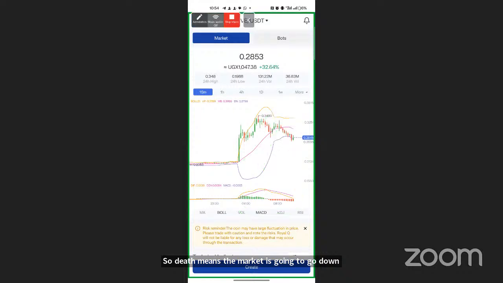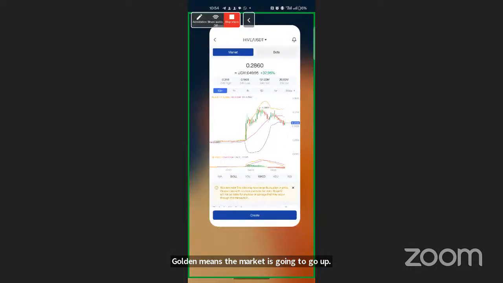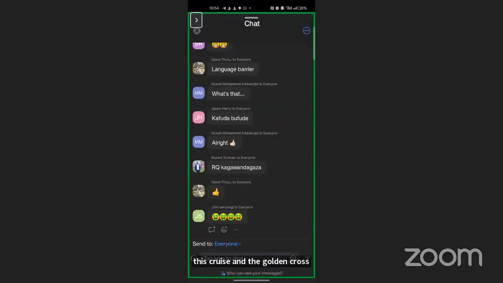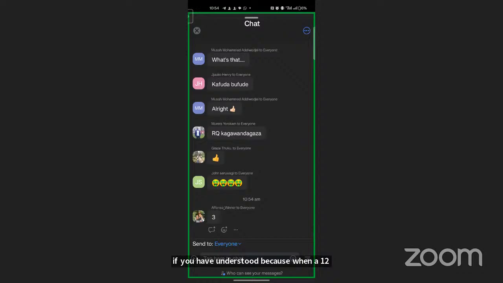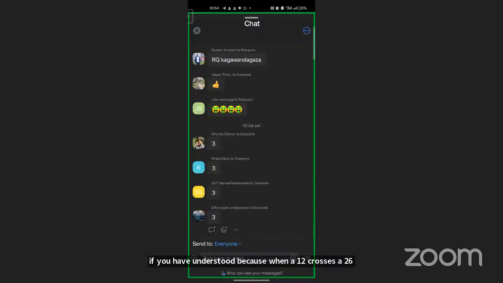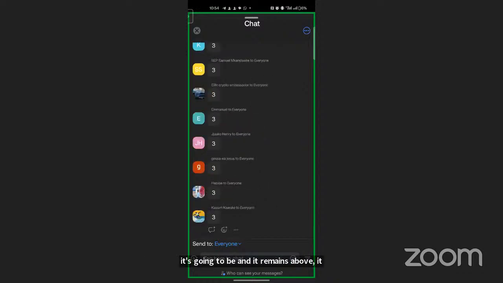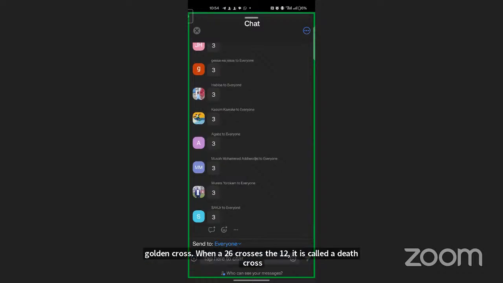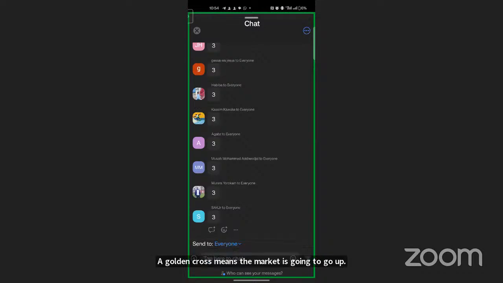If you have understood death cross and golden cross, give me a 3 in the chat. Because when a 12 crosses above a 26 and it remains above, it is called a golden cross. When a 26 crosses above the 12, it is called a death cross. A golden cross means the market is going to go up. A death cross means the market is going to go down.